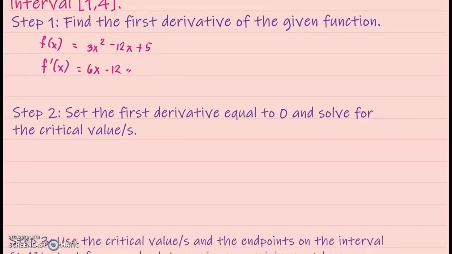Step 2, set the first derivative equal to 0 and solve for the critical value. So we have here 6x minus 12 equals 0. It would be 6x equals 12. X is equal to 2. So highlight, x equals 2 is your critical value.